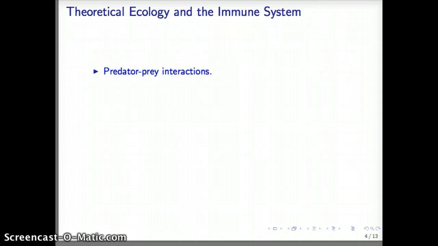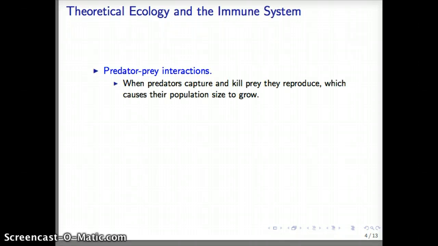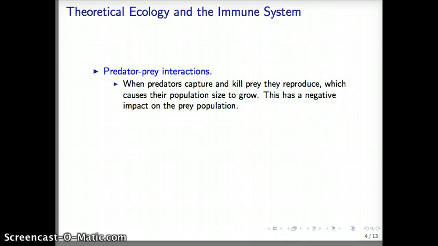So when we refer to predator-prey interactions, we are referring to scenarios in which predators are catching or capturing prey and they are killing their capture. And it really is about transferring energy. So they kill the prey, they reproduce, and that keeps them alive, and it causes the population of predators to grow in size. However, this has a negative impact on the population of prey, and in the absence of prey, the predators would die.